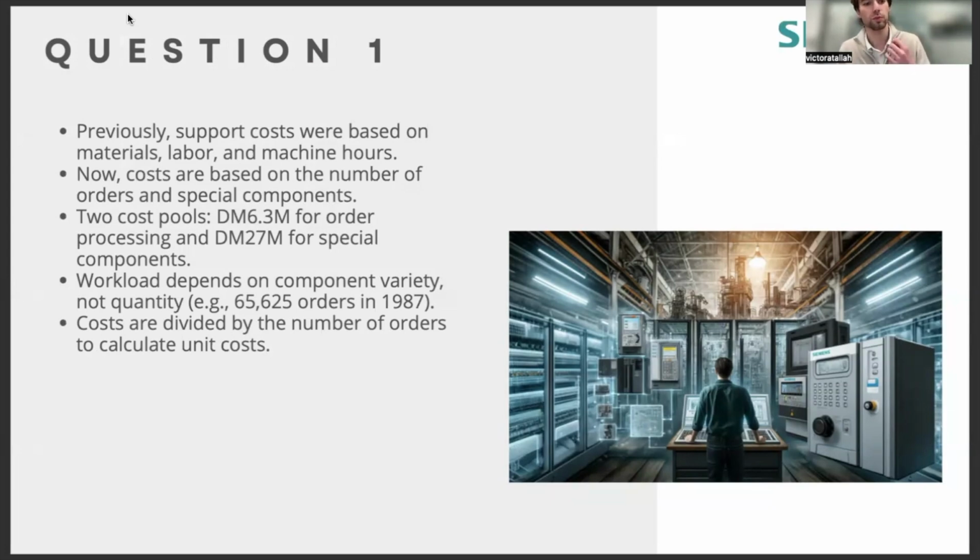One for order processing, with 6.3 million Deutsche Mark, and the other one for special components with a total amount of 27 million Deutsche Mark. Those costs are coming from the administrative and engineering cost pools. With this new cost system, the workload depends on component variety, not quantity, and the costs, as we said, are divided by the number of orders to calculate the unit costs.